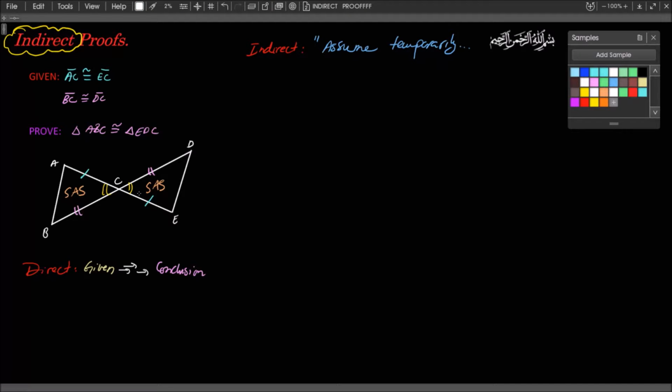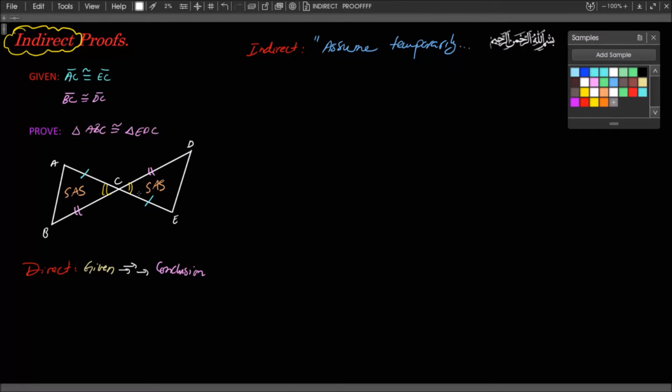And then what you do with that is you run with it. You extrapolate from that assumption until you reach a contradiction. And then you would be done. Now, if you're like me, you're probably thinking, this sounds like making things harder than they need to be. Well, not really, actually. It depends on the proof. It depends on the question. It depends on the problem you're trying to solve. In fact, in real life, we use indirect proofs all the time.